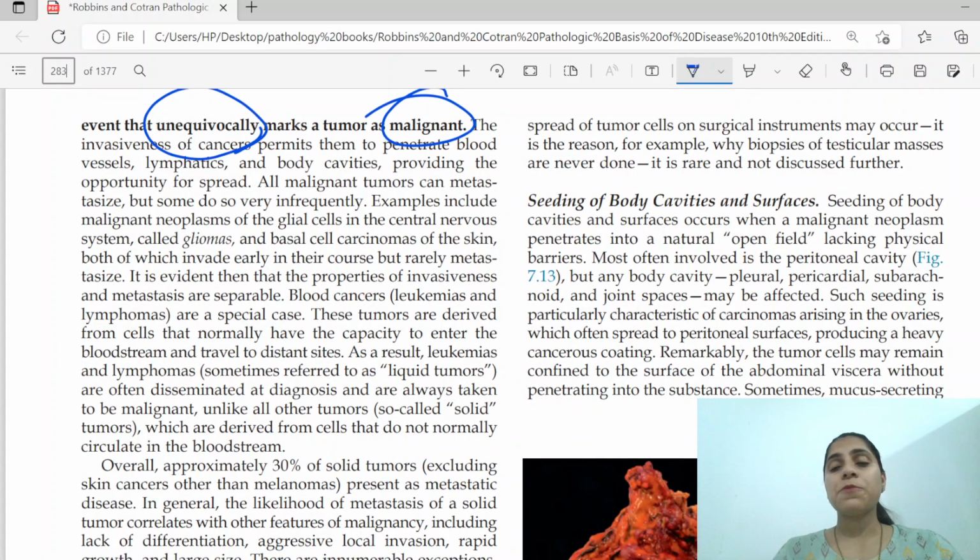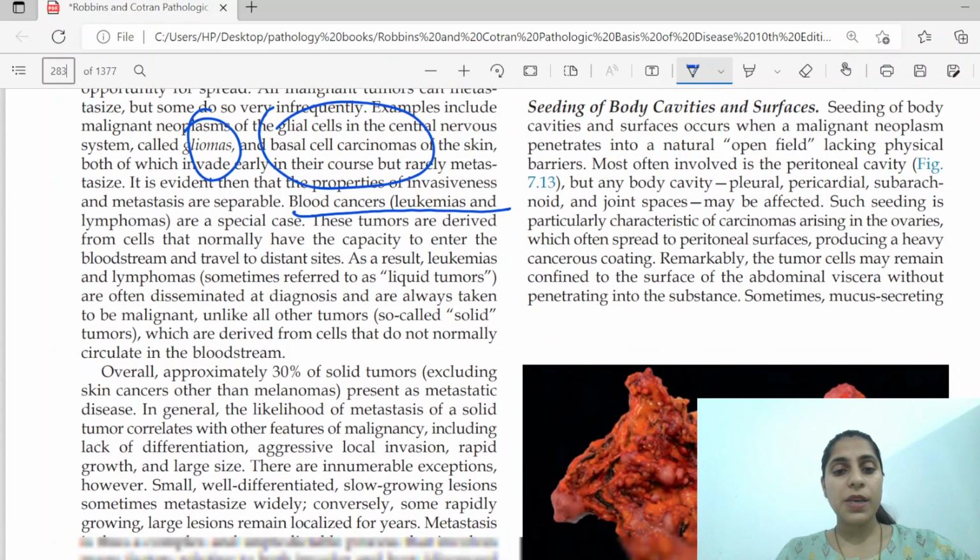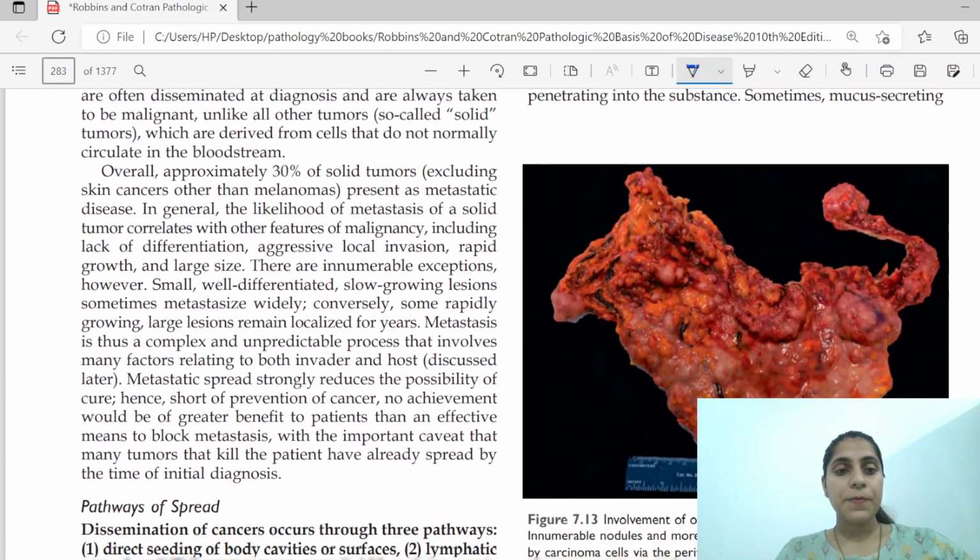But there are some exceptions in malignant tumors that only spread locally and do not metastasize, and their examples are gliomas and basal cell carcinomas. Whereas some spread out very fast, that are the blood cancers, the leukemias and lymphomas. Overall, up to 40% of tumors, when they present, are already metastatic disease.